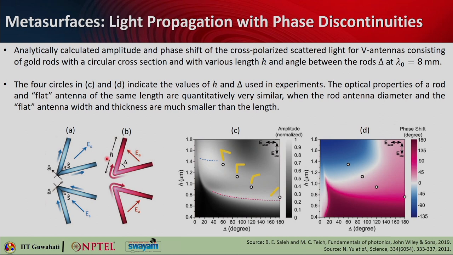by this V antenna. Now, if they are made of gold rods, they have a cylindrical or circular cross section. If you take the cross section, they are basically circles. So, these are rods, and their height or length h is varied. The angle is also varied and the wavelength is kept fixed, lambda naught equals 8 mm. So, what happens in this case? You see the four circles. These four circles show that you are changing the angle between the arms. Here you keep the length the same, but change the angle between them, and you compare it with a flat antenna of the same length. You can see how the amplitude as well as the phase changes in these two cases.